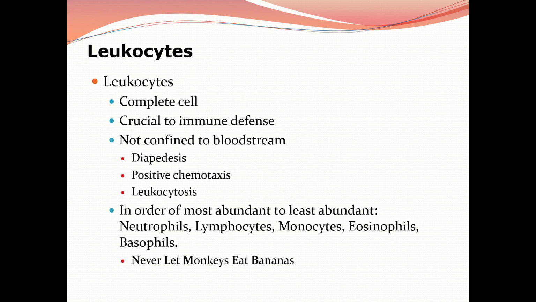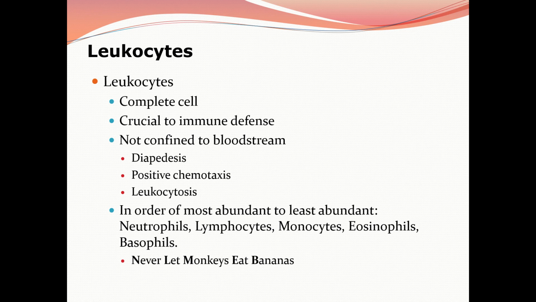Now let's take a look at leukocytes. Leukocytes are a complete cell and they are crucial to immune defense. They are not confined to the bloodstream. They can do diapedesis, which is where they go through the margins of the blood capillaries. They have positive chemotaxis, meaning they are attracted to chemicals. And leukocytosis, when they are accumulating in a wound.